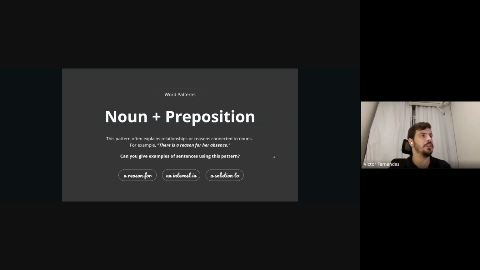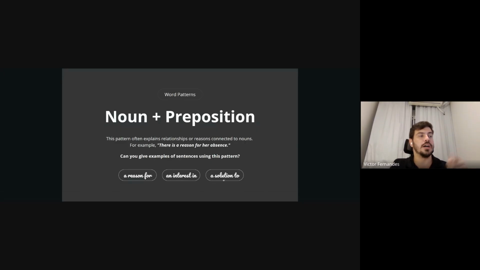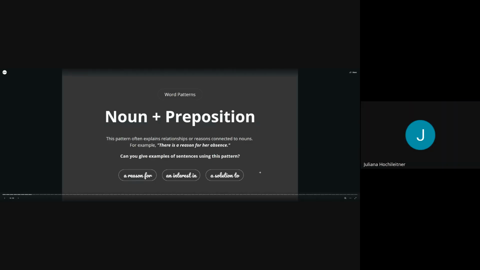Moving on. We have a noun and preposition. So basically, we're getting all the kinds of groups of words, or most of them, and we're joining them to create a word pattern. In this one, we have a reason for, an interest in, a solution to. In this case, because we have this kind of combination, sometimes it may be a little bit harder, but for example, a solution to find it hard would be to read a little bit more. Sure.